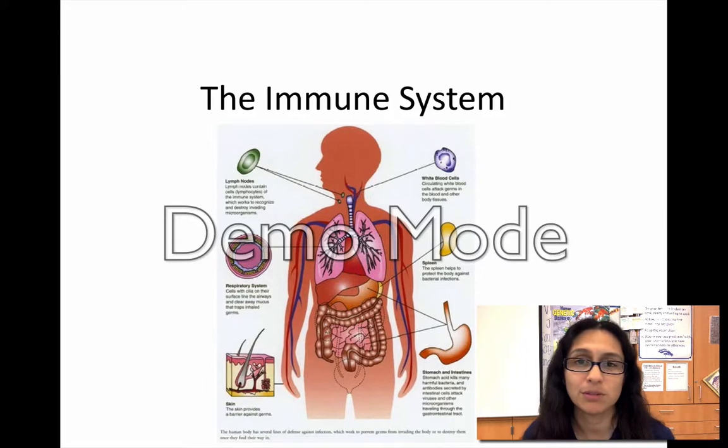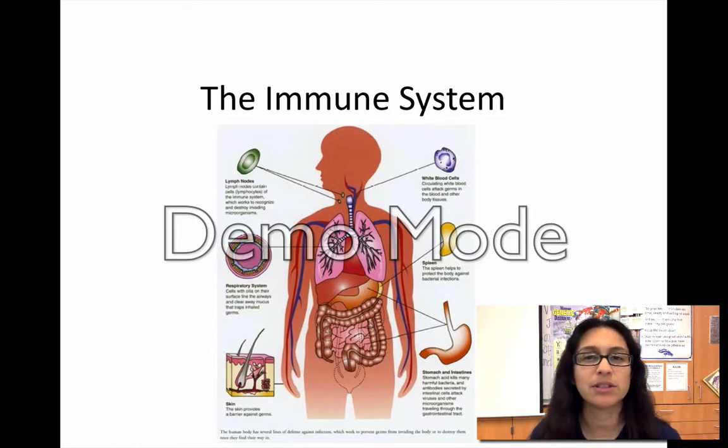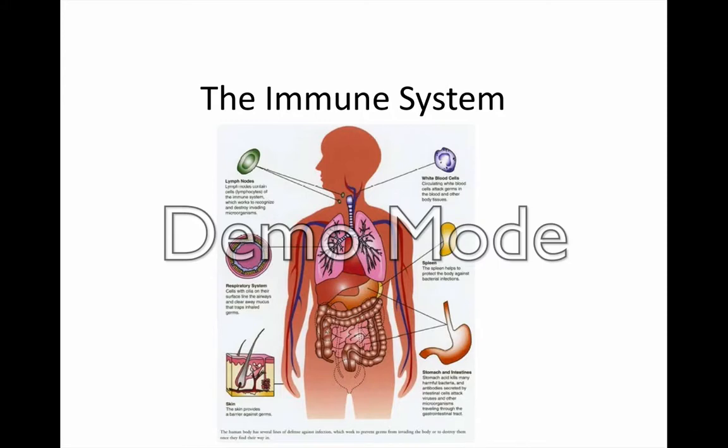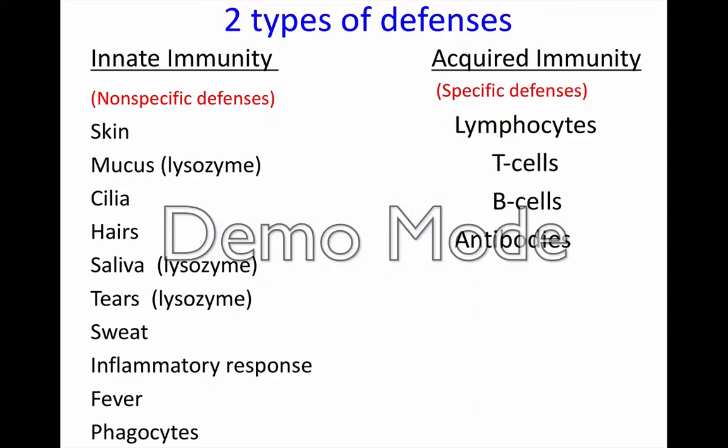In this video we're going to be taking a look at the 3 lines of defense that are part of your immune system. So remember, your immune system is your body's system that is there in order to protect you and keep you healthy and safe against outside invaders such as bacteria, viruses, fungus, parasites, anything that could hurt or damage your cells and your body.